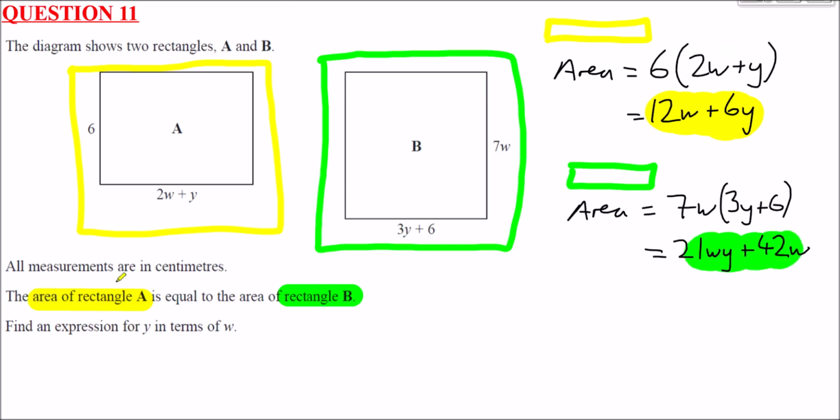We're told though the area of A is equal to the area of B. So the next step is to put these into an equation. So 12w plus 6y, which is the area of A, must be equal to the area of B, which was 21wy, almost made a mistake, plus 42w.